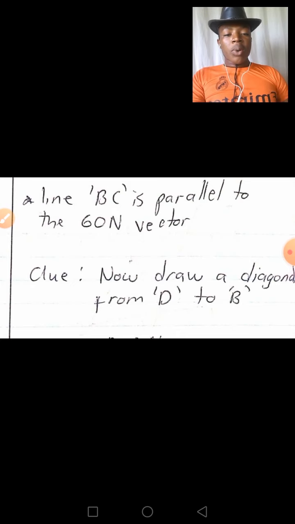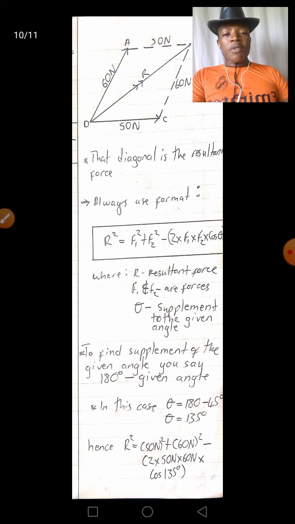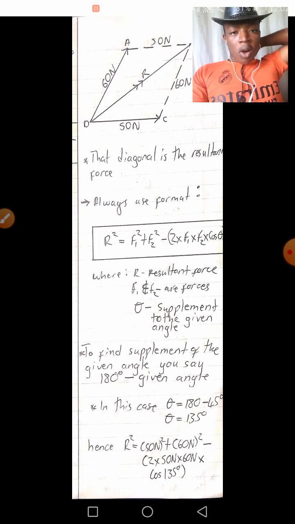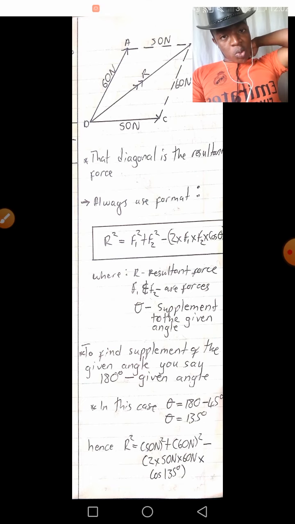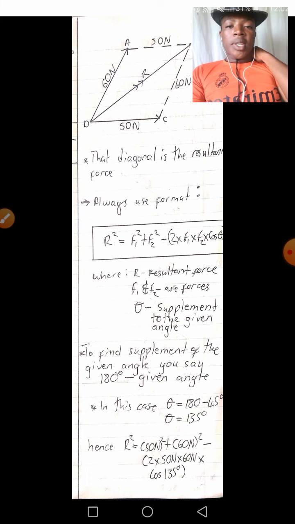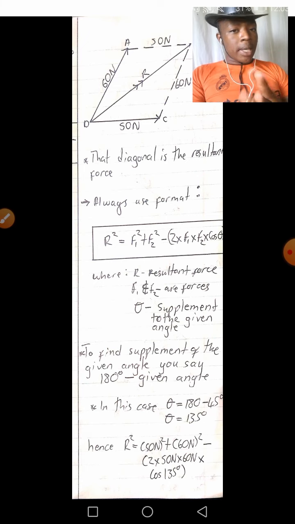The second clue now is that you should draw a diagonal from D to B as shown on the next page. Now on this page, I've tried to draw a diagonal like that, and that diagonal will be our resulting force in every case. So you should always be in a position to draw that as accurately as you can. The resulting force, not technically accurate, but just as presentable as it can be. So I've drawn that resultant force and tried to show it at my best. Now that diagonal is the resultant force, as I have just mentioned.